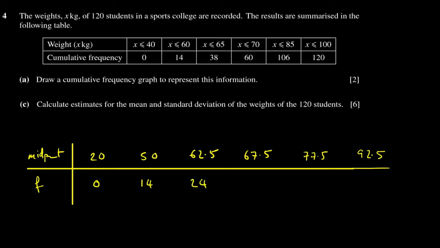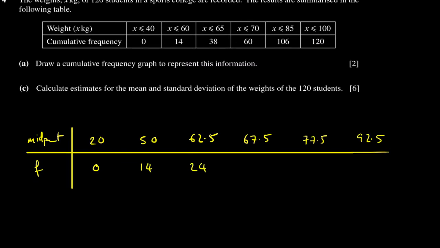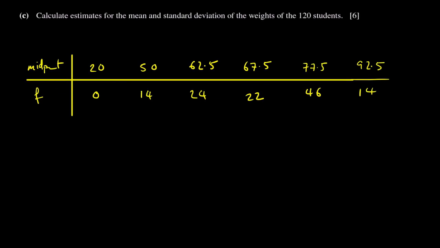Okay, and then in the next category, between 65 and 70, I do 60 minus 38, and that's going to give me 22. Next category, I've got to do 106 minus 60, which is 46. In the next category, I've got 120 minus 106, which is just 14, beg your pardon, not 114.